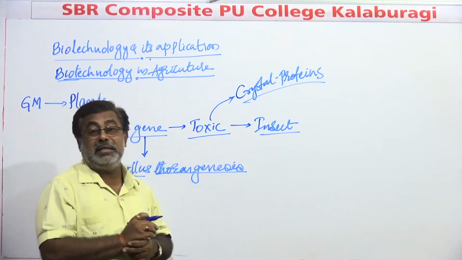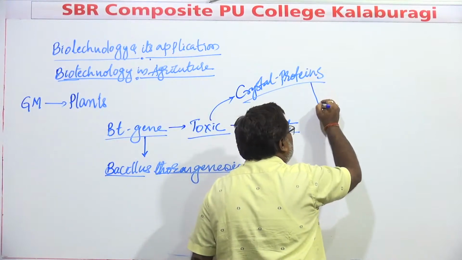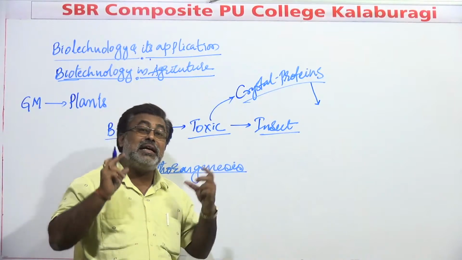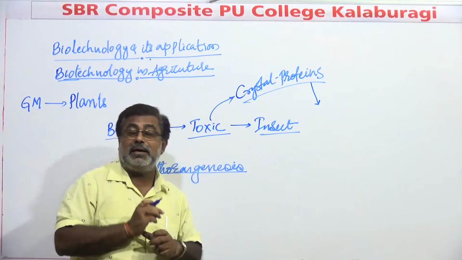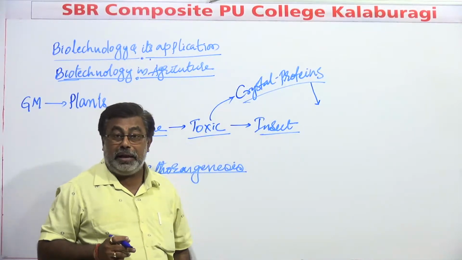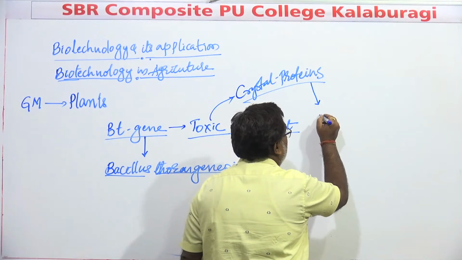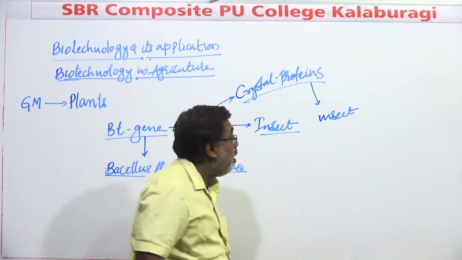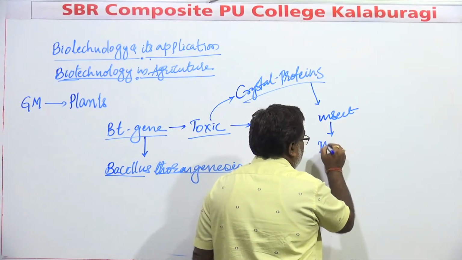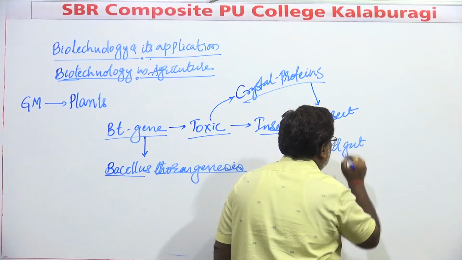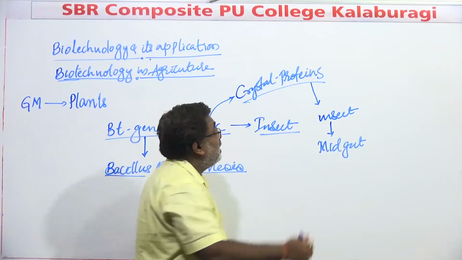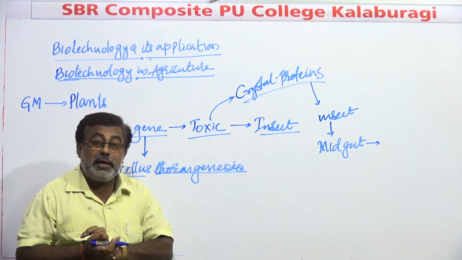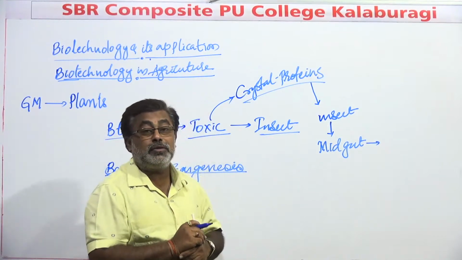So what happens when the insect ingests these crystal proteins? The insect feeds on the leaves. When the crystal protein enters the insect stomach, that is the midgut, these crystal proteins will be solubilized in the insect gut. The crystal protein will be soluble.